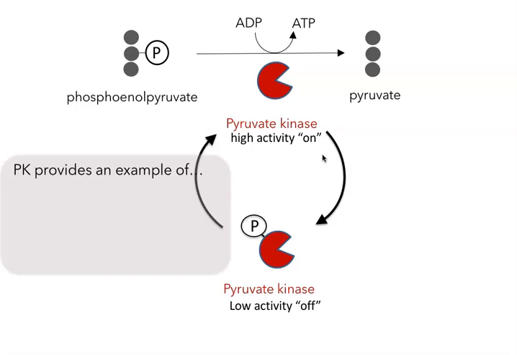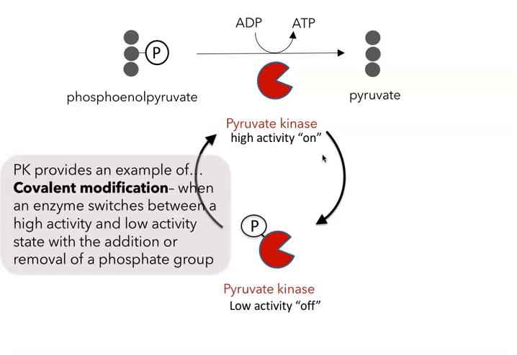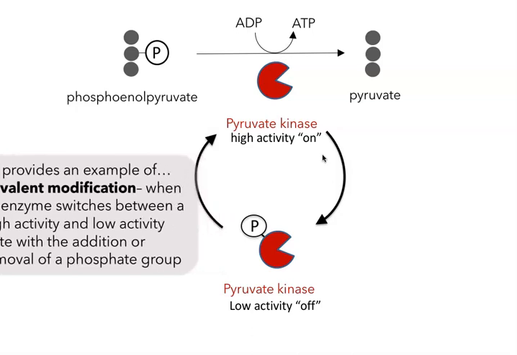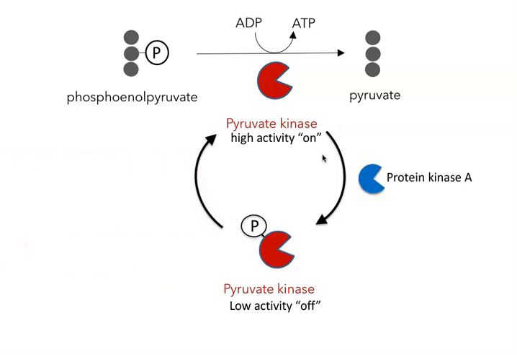This is an example then of a process that we call covalent modification. So that's when an enzyme can switch between a high activity and a low activity state with the addition or removal of a phosphate group. And in this particular case, phosphorylation turns it off. So there's an enzyme called protein kinase A, which can phosphorylate pyruvate kinase, turning it off. There's another enzyme called phosphoprotein phosphatase 1, which can remove that phosphate group and turn it back on. So this is one more way that cells can regulate the flow through glycolysis.